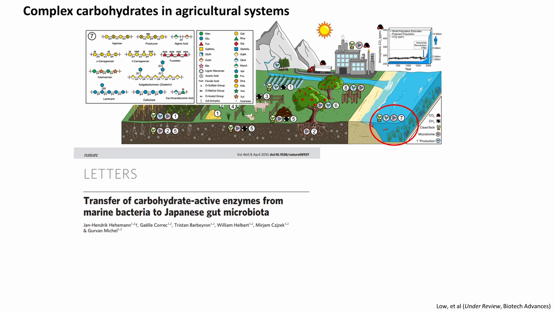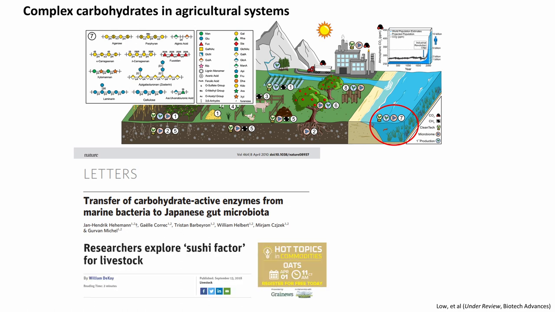So in 2010, there was kind of a breakthrough paper in this area, published by Jan-Hendrik Hehemann during his PhD. And they came up with this hypothesis that the genes from marine microorganisms were being transferred to the bacteria in the human gut. So they called this the sushi factor, and it became quite a sensationalized story within the microbial ecology world. In 2018, we published a follow-up paper to this. We were looking at agarose, which is found in red seaweed, and we defined a pathway involved in the metabolism of agarose.